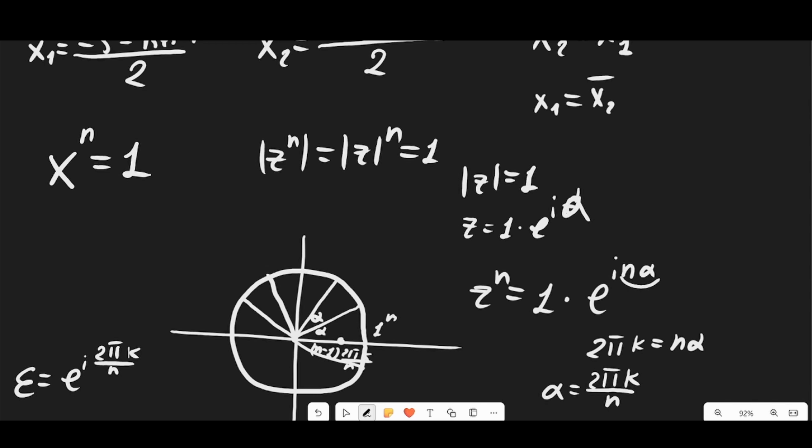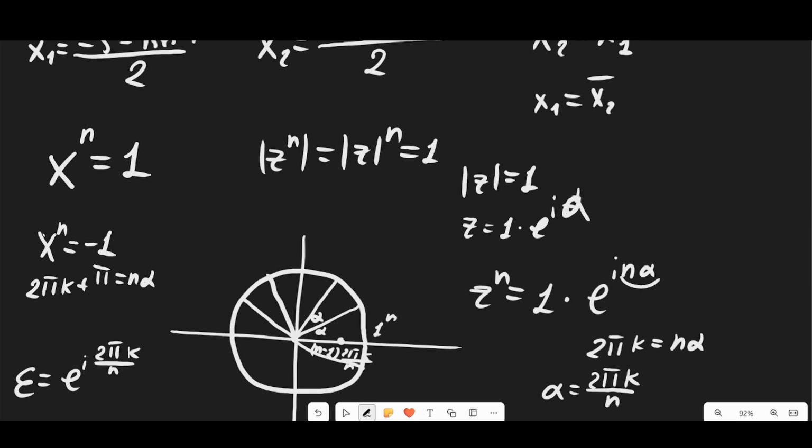You can also similarly solve the equation if you have x to the n equals negative 1. In this case, instead of 2 pi k, you must take 2 pi k plus pi. This must be n times alpha, and you just need to divide both sides by n to get alpha. So these were all the facts which I wanted to consider about complex numbers for today.